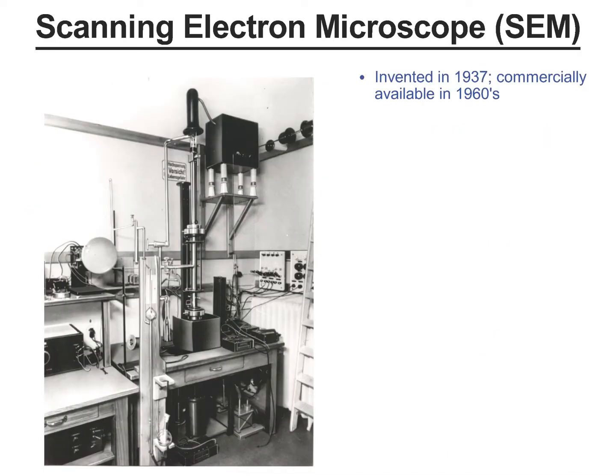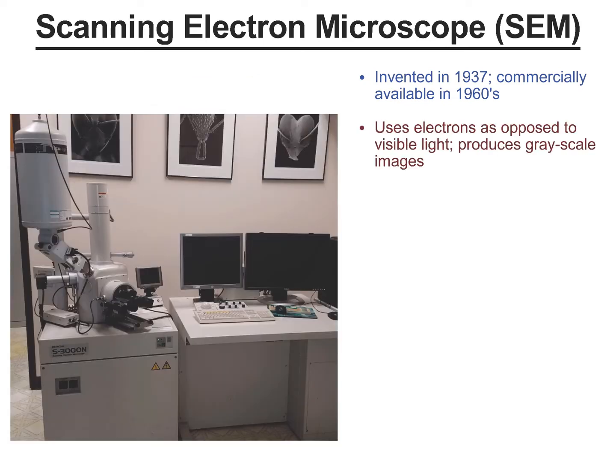The first scanning electron microscope, or SEM, shown here, was invented in 1937, but SEMs didn't become commercially available until the 1960s. As I've said already, SEMs use electrons as opposed to visible light to produce images. And since the wavelengths of electrons are far shorter than visible light, the images produced by SEMs are grayscale images, not in color.